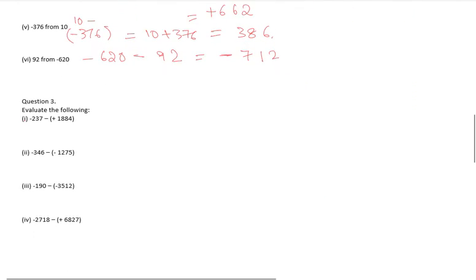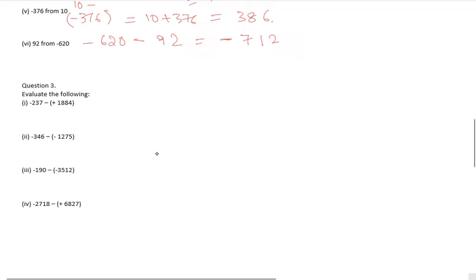Now the next question is evaluate. If you see, it's a similar question like we did earlier. That is minus 237 and a minus sign outside the bracket.